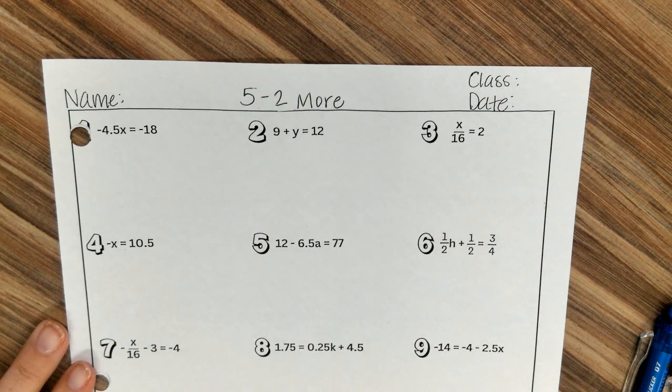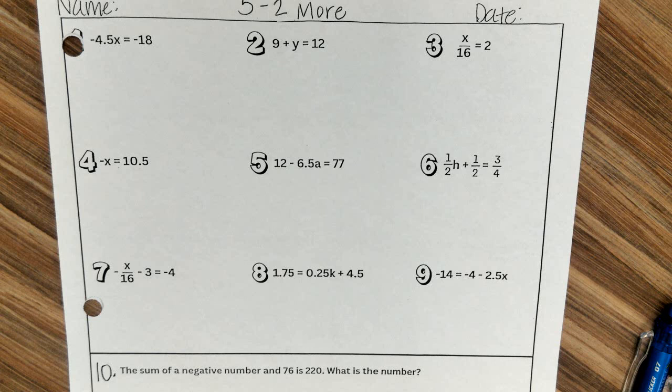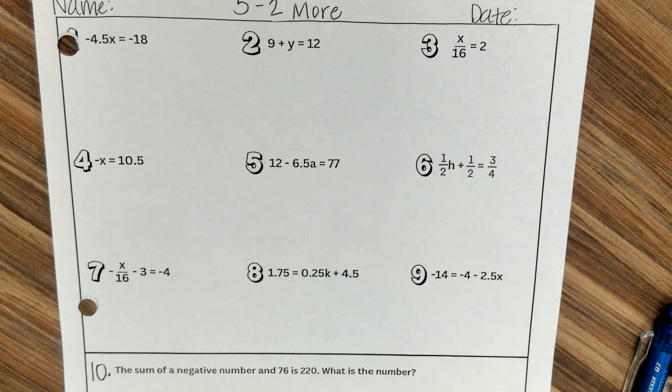What do you notice about the regular equations? They're already set up for you. What else do y'all notice? They're one step. Some of them are one step. Some of them have negative variables. What do you put in front of them? A 1. And there's fractions and decimals.